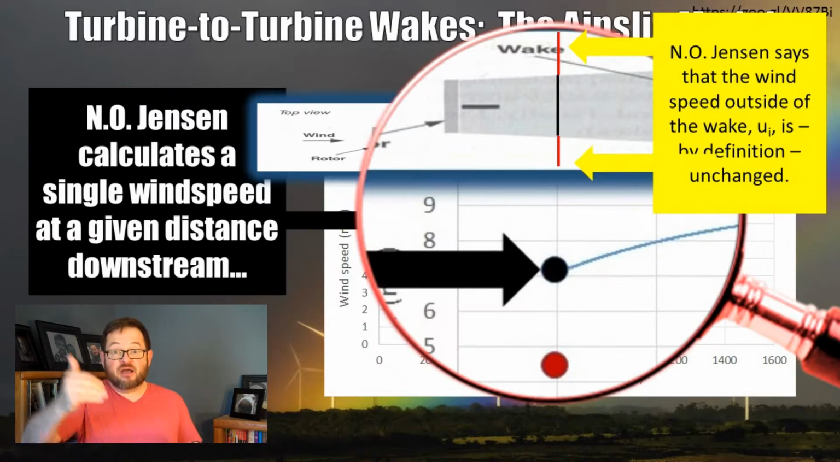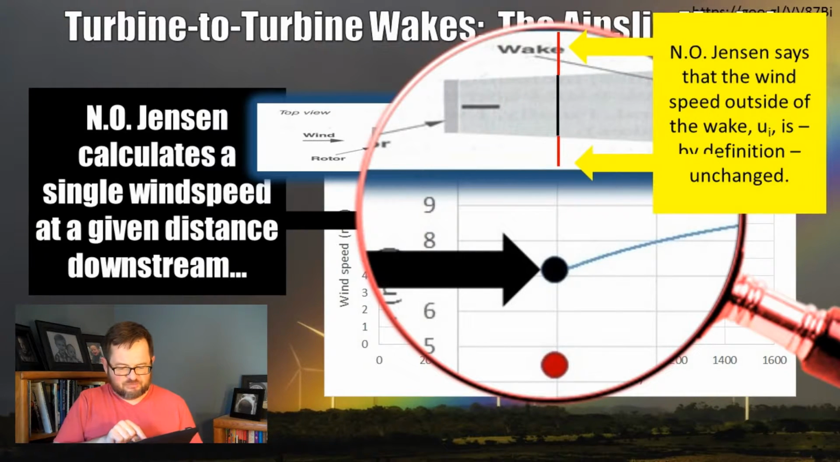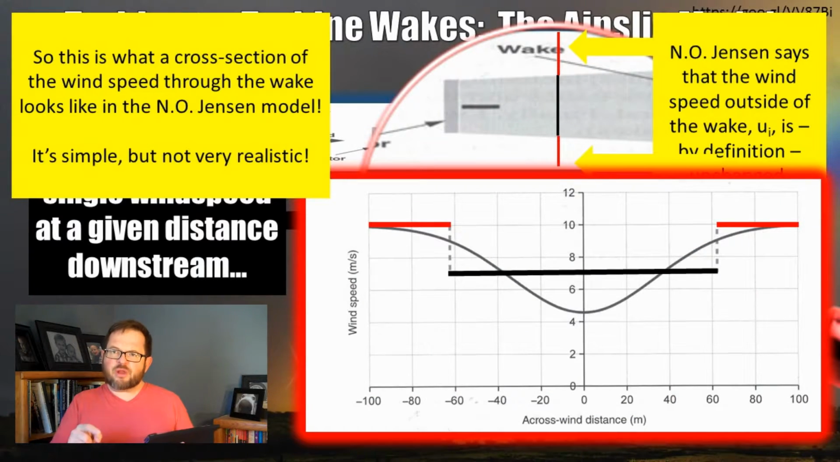And then outside of the wake, in the two little places there that I just drew little red lines in, also 200 meters downwind from the turbine, but not inside of the wake, N.O. Jensen gives us a speed there too. It happens to still be exactly UI. It's unchanged by definition.